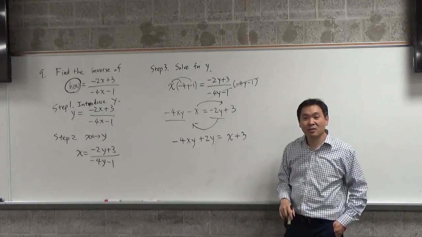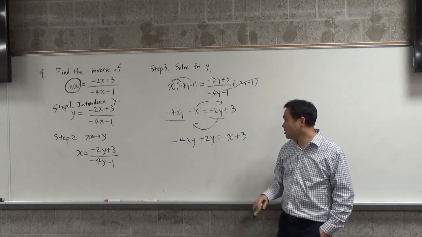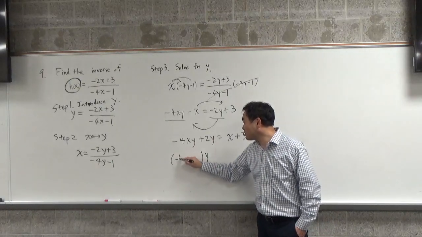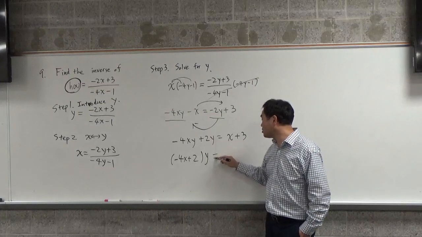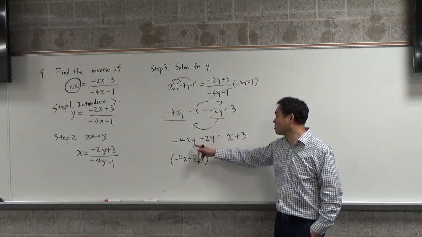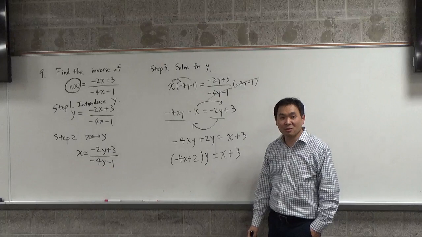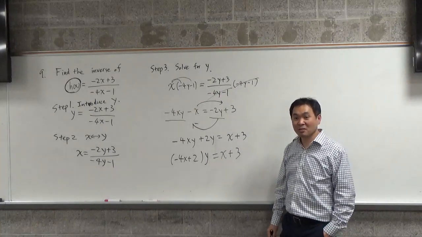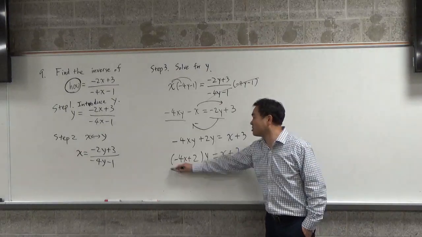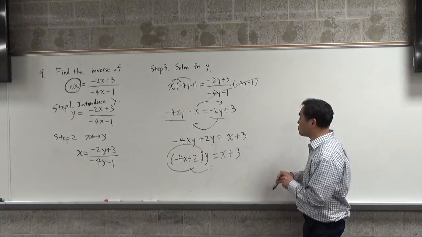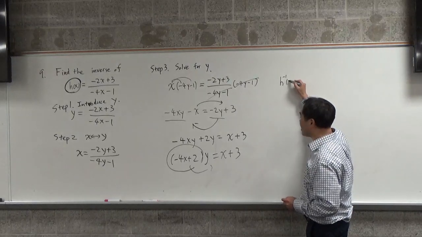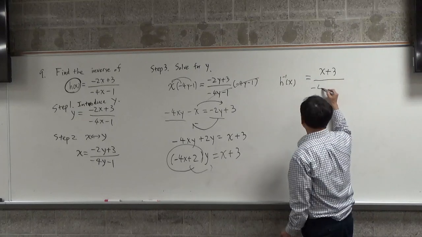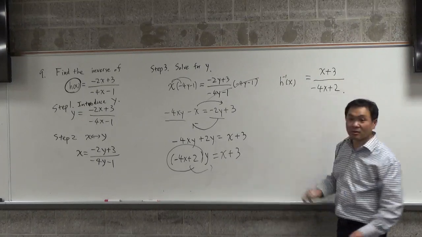Okay, now what? Divide by x. No, not divide by x. You have to factor the y out first. Oh, okay. And what this achieved was, previously the challenge was that we were seeing doubles. Here's a y, here's a y. That's no good. But once you factor y, I only see a single y. How great is that, right? Now how do you solve it? You just divide the entire thing to the other side. So the answer would be that h inverse of x is x plus 3 divided by negative 4x plus 2. Okay, so that's the answer.